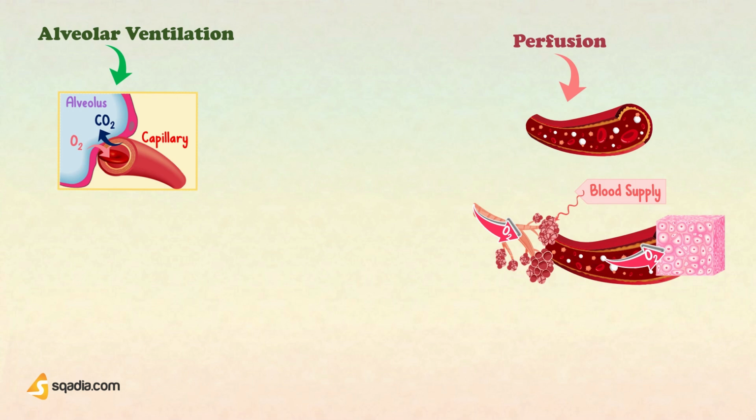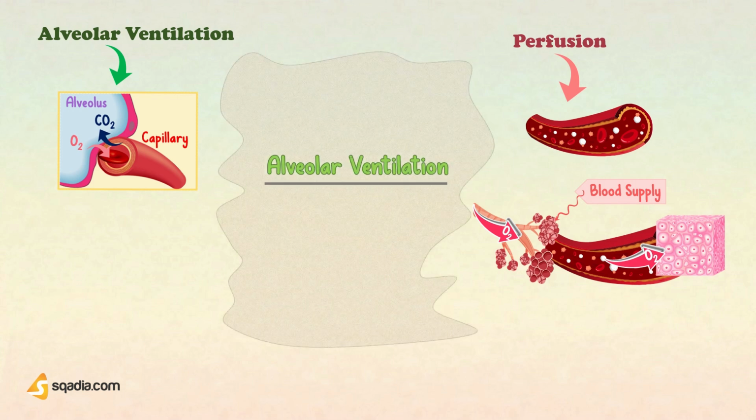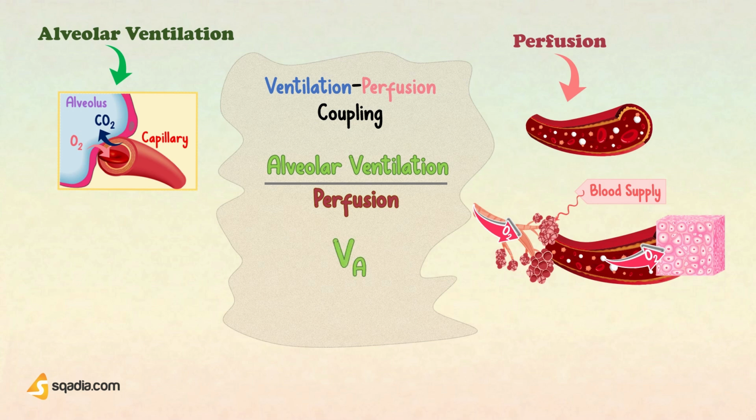tissues. Now, the ratio between these two, the amount of air reaching the alveoli and the flow of blood through the capillaries, is called the ventilation-perfusion coupling, or ventilation-perfusion ratio. Alveolar ventilation is represented as VA, while perfusion is represented as Q. So, the ratio can be represented as VA by Q.